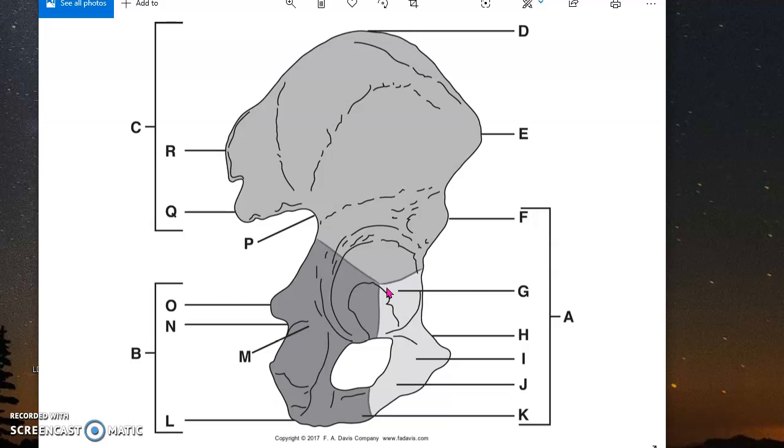Pubic symphysis, that's where the two pubic bones come together on the anterior portion of the pelvis. If you look on page, give me a moment, I will find it here in your textbook.